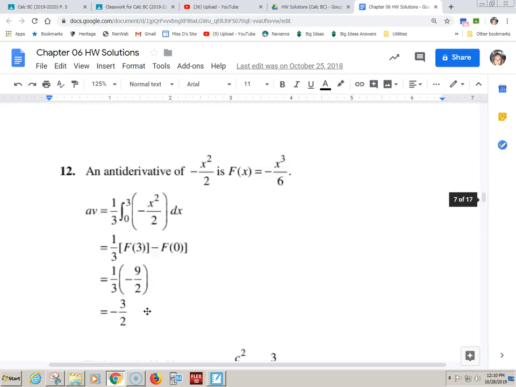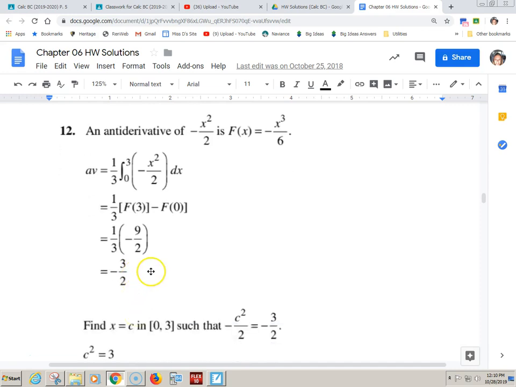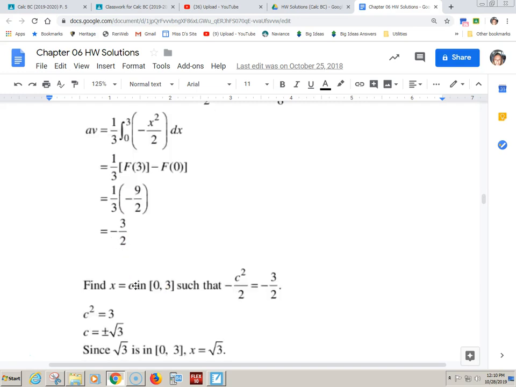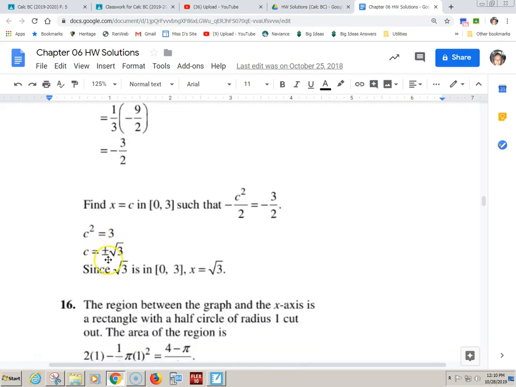Okay. Moving on. Number 12 is -3/2. Oh, sorry, -3/2 was the definite integral. And then you had to find the special C, which ended up being plus or minus √3. Just kidding. MBT says only the one inside, so only positive √3.